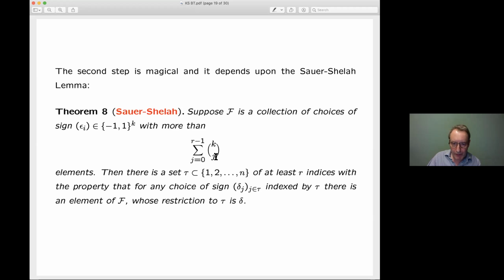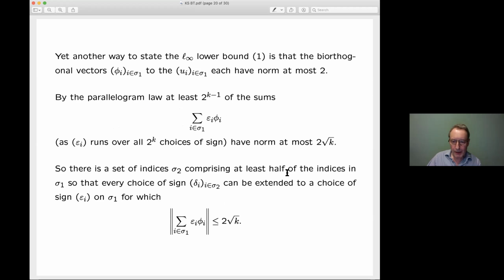So if I've got half of all the possible choices of signs, I can choose a set of indices about half the indices. Okay. So I can find a set sigma 2 comprising at least half the indices, so that every choice of sign on this new set can be extended to a choice of sign on the bigger old set, for which this sum is not too large in norm. Okay, everyone in agreement?